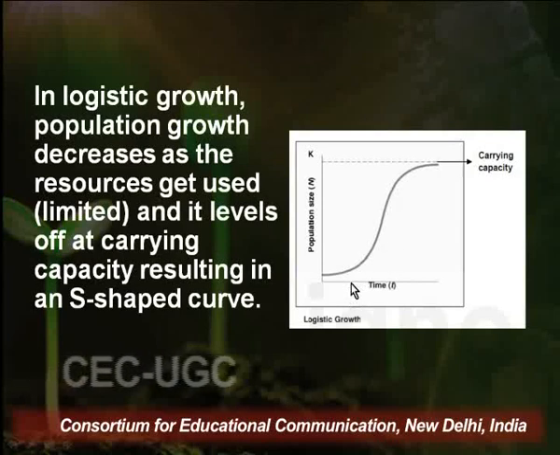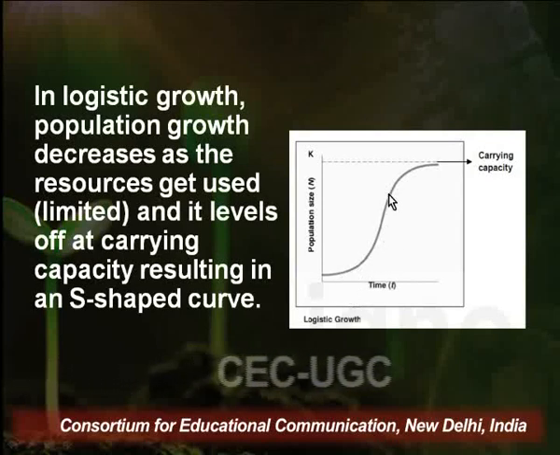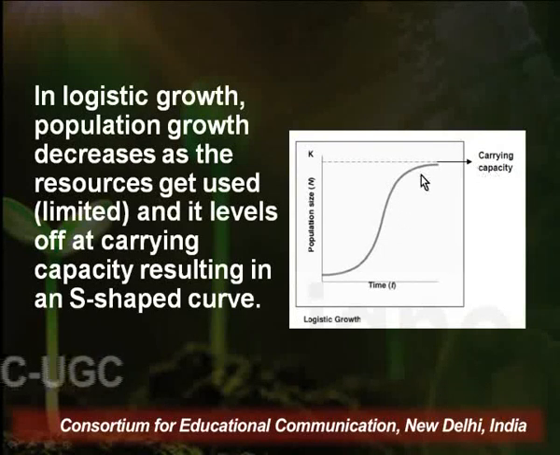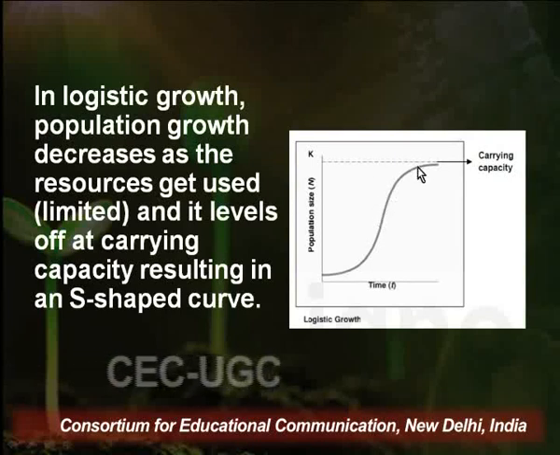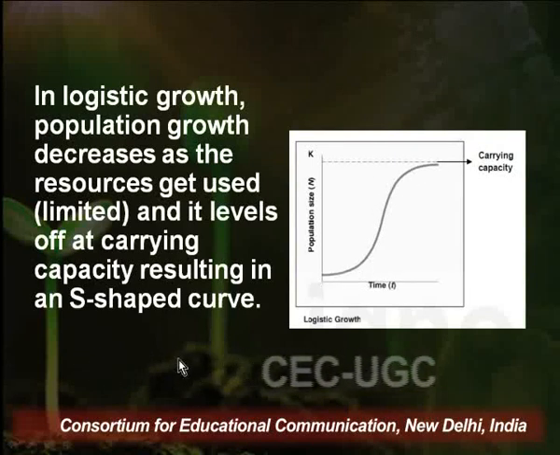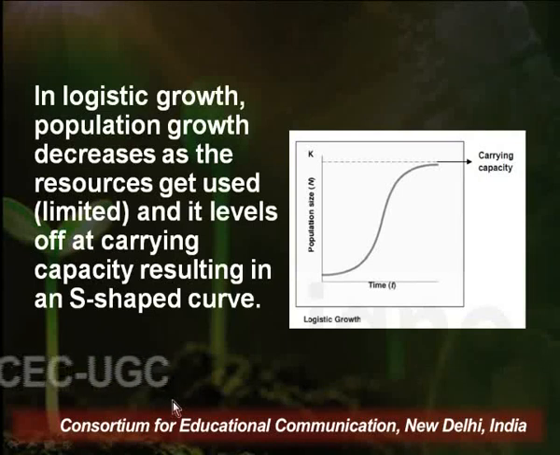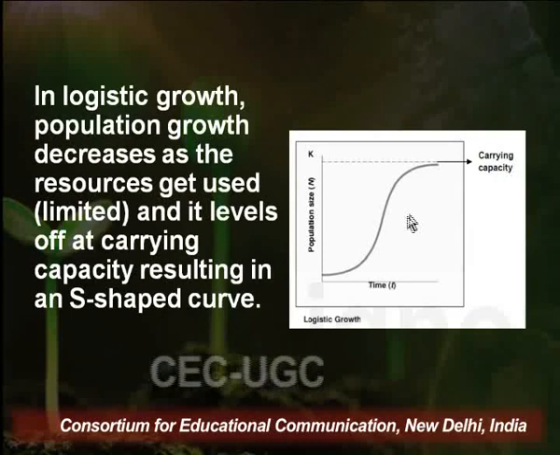So the organisms will start showing an S-shaped curve. This results in an S-shaped curve and the population then becomes constant, the growth becomes constant, and this S shape shows the logistic growth. That means it is limited by the resources and it levels off at the carrying capacity of the environment.